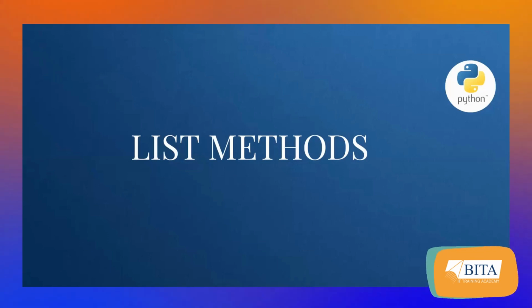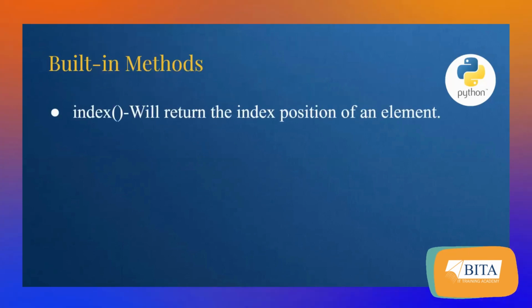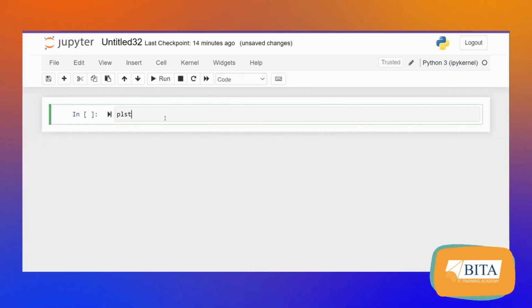Today we are going to discuss list methods in Python. First we will see what the index method is. In the index method, we can know the index position of a given element in the list. For example, we have one list, you can say the list name is P list. In P list we can have different types of input.